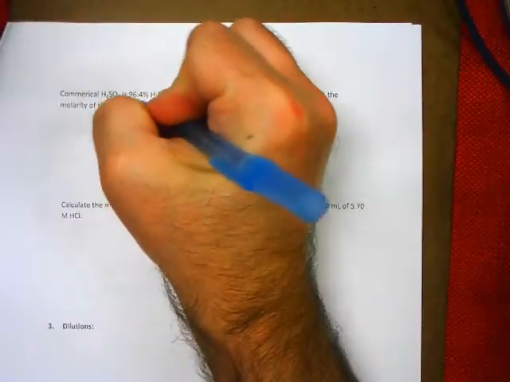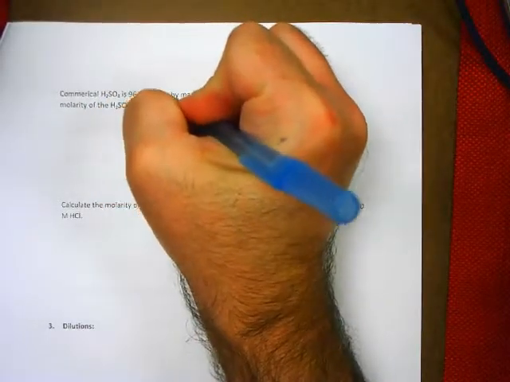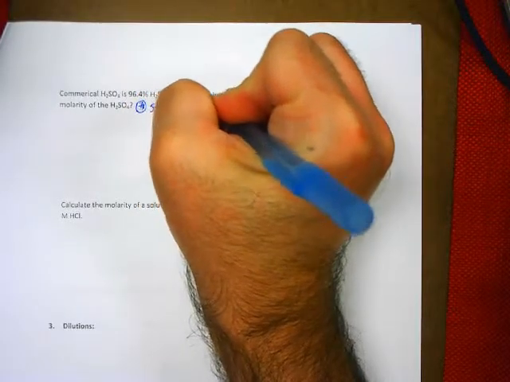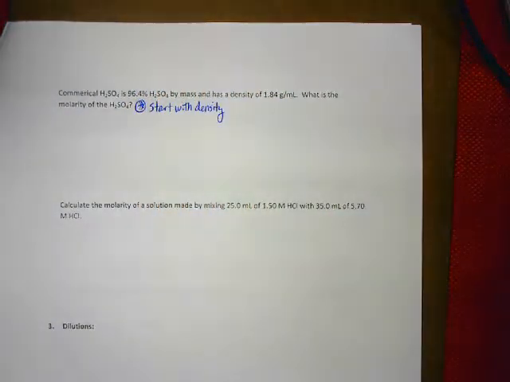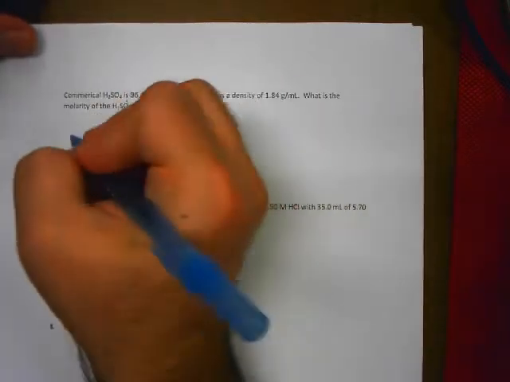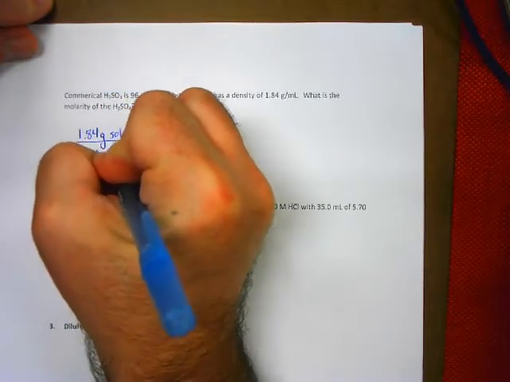So this one's a little bit different. We're going to be taking into account all three things that we've been talking about: percent by mass, density, and molarity. So this is the only type of problem where we're going to start with a conversion factor. In this problem, we're going to start with density. Our density is 1.84 grams of solution per 1 milliliter of solution.